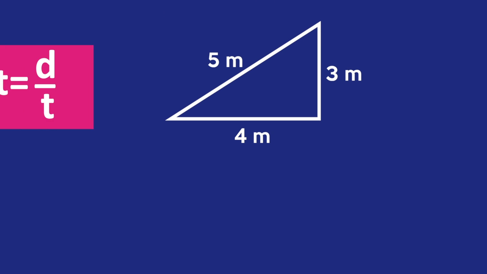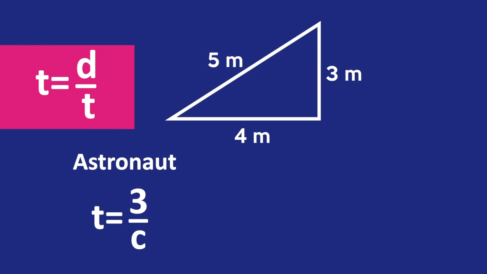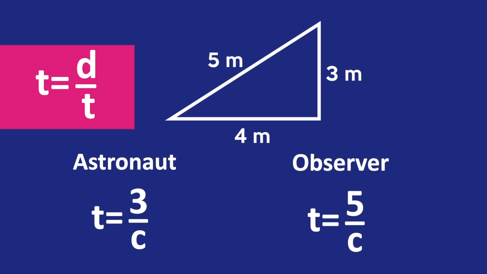Let's put that into numbers. The laser travels at the speed of light. If time is equal to distance over velocity, then for the astronaut, the time is going to be 3 over the speed of light. And then for the observers, the time is going to be 5 over the speed of light. The time is actually slower by a factor of 3 over 5.